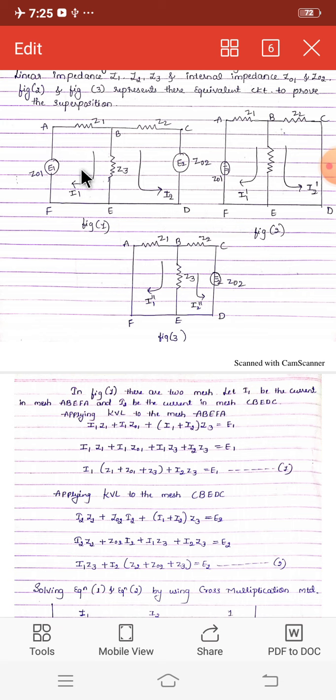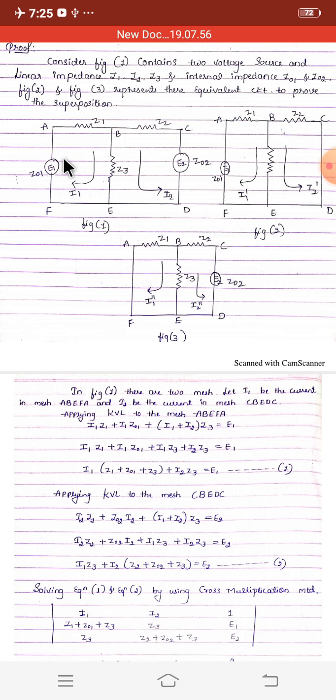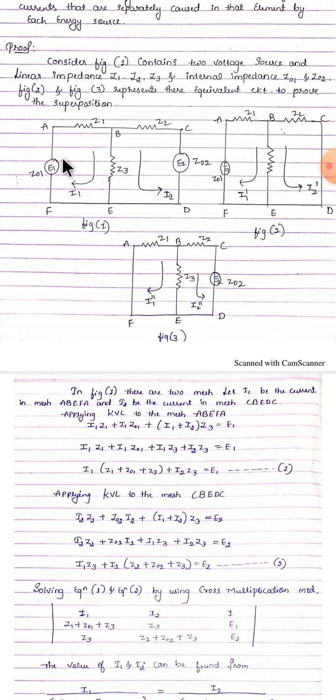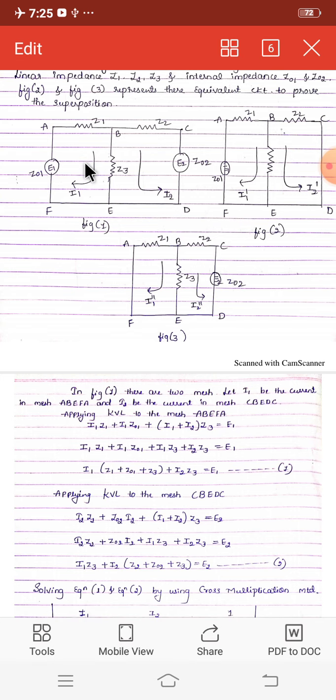Next, applying Kirchhoff's voltage law to the mesh ABEFA. In each theorem, Thevenin's, Norton's, superposition, all these theorems are based on Kirchhoff's laws. That's why in the first video I explained Kirchhoff's current law, voltage law, what is meant by a node, junction, mesh, and basic definitions. In that, the incoming current is equal to the total outgoing current.